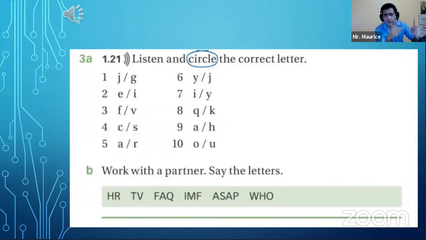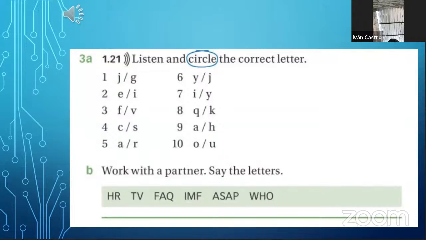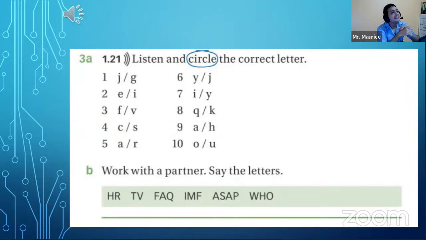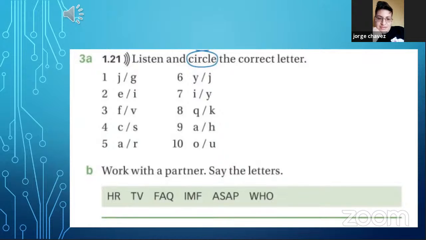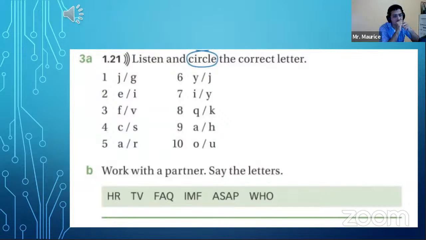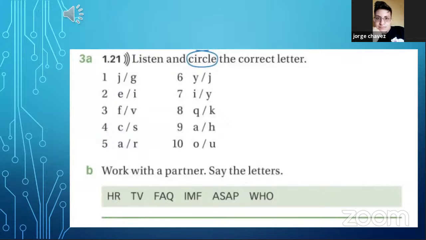Ok, número 8, Q. ¿Cuál es la otra letra que está al lado de la Q? Acá. Ok, en inglés. Q. Oh, it's not Q. K. K, yes, it's K. Okay. The last student, let me see it. I'm gonna pick up the last one. Mr. Jorge Chavez, please. Number 9 and 10. A. O. U. Okay, bring it on.